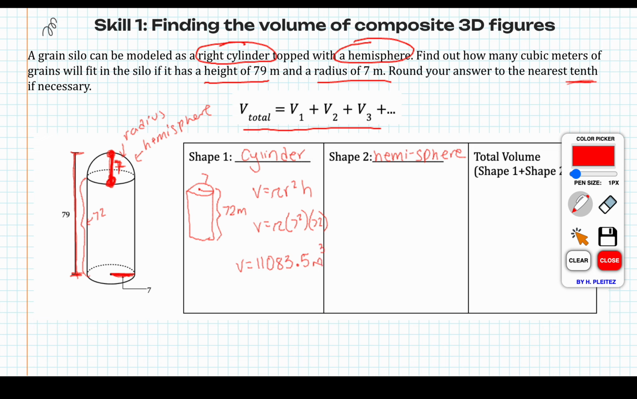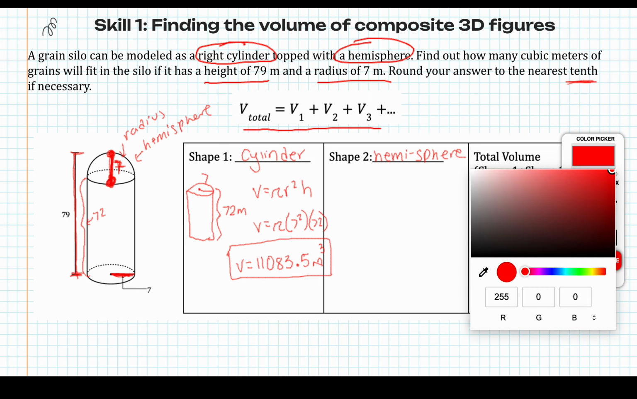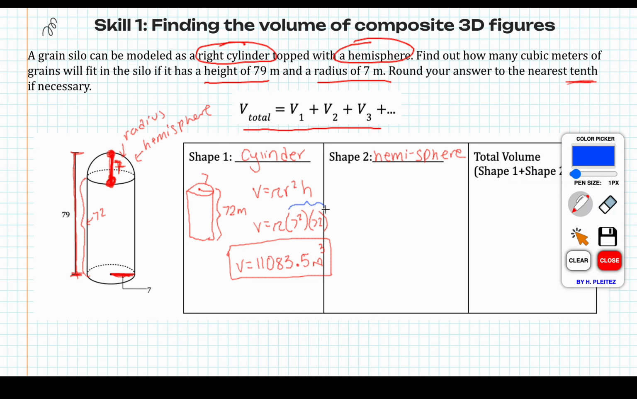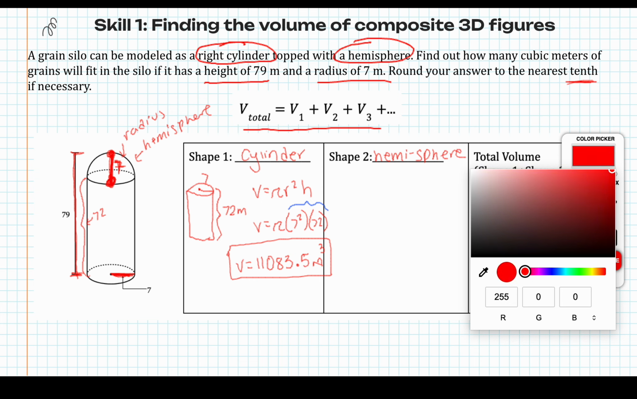Now, this is us rounding to the nearest tenth, but if it wanted us to leave it in terms of pi, that means that we would put all of this into our calculator, and then whatever number we'd get, we'd just put pi right in front of it. So that's our first shape. Now we need to go ahead and find the volume of our second shape.